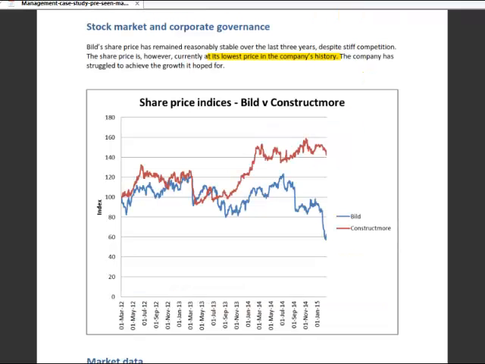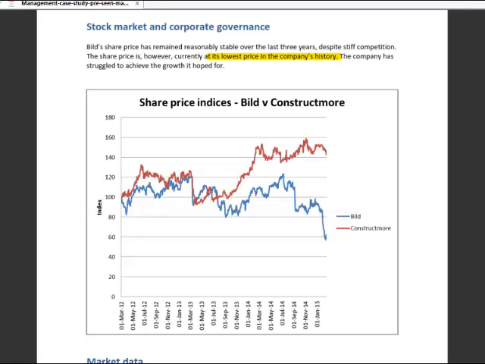So stock market and corporate governance, there's really not much, well, there's hardly anything about corporate governance. If we look at the share price currently, despite being stable for the last 3 years, it is at its lowest price in the company's history. And what you can see is share price indices, Built and Cont'd.